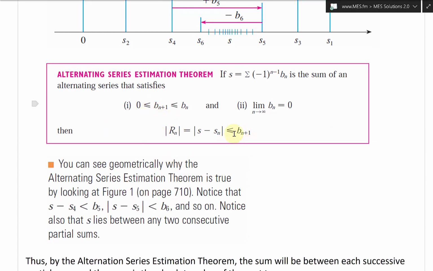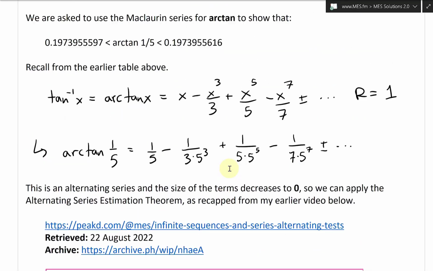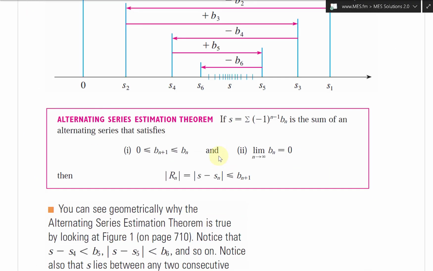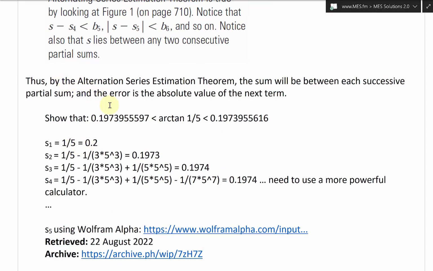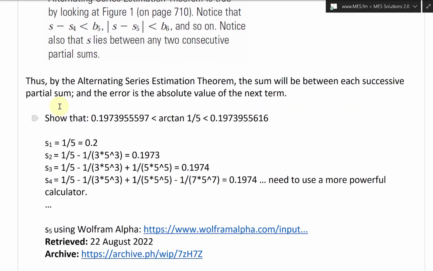So the remainder is less than that, but also you could see that S is always between, for example, S5 and S6, it's always between S4 and S3, and so on, and we just got to show that it's between this setup right here. And so thus, by the alternating series estimation theorem, the sum will be between each successive partial sum, and the error is the absolute value of the next term. So we're asked to show that arctan is between this.